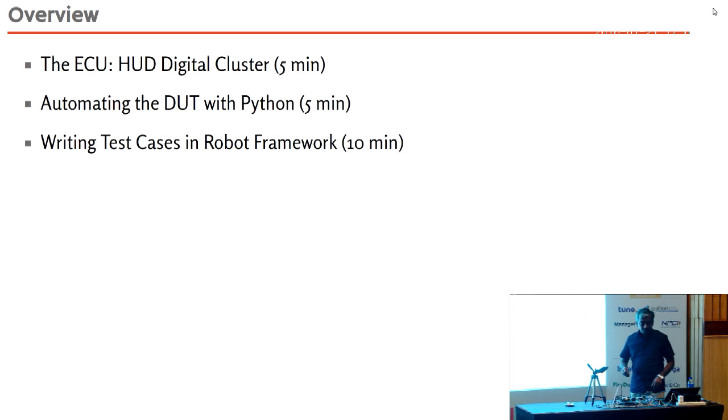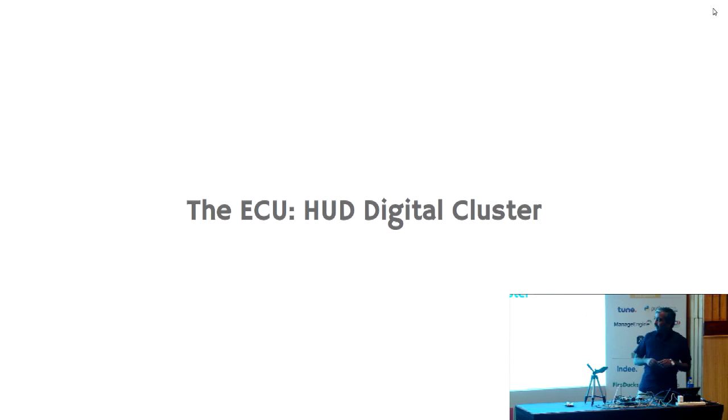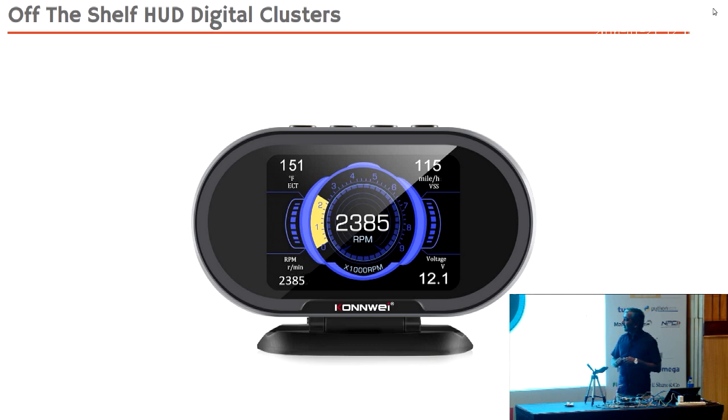For the demo, we're going to take a digital cluster and use that as an example for demonstrating how automation can be done. We'll show the ways in which we can automate the device under test, and we'll see how to write test cases in Robot Framework. Starting with the digital cluster, this is the digital cluster that we're going to test. This is something that you can purchase from Amazon, and you can connect it to a vehicle. It is called a HUD digital cluster.